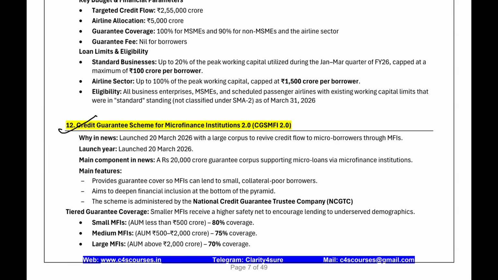Now, please try to understand credit guarantee scheme for microfinance institution 2.0. That is CGS MFI 2.0. What it is? The agency. Please tell me the agency. Agency is important. The administered agency will be asked in the exam, that is National Credit Guarantee Trustee Company, that is NCGTC. Please remember it. Then remember the launch year. Launch year is 20th March 2026.